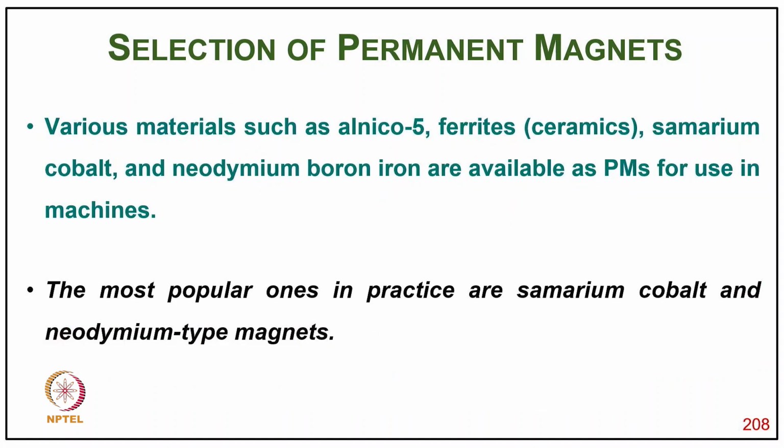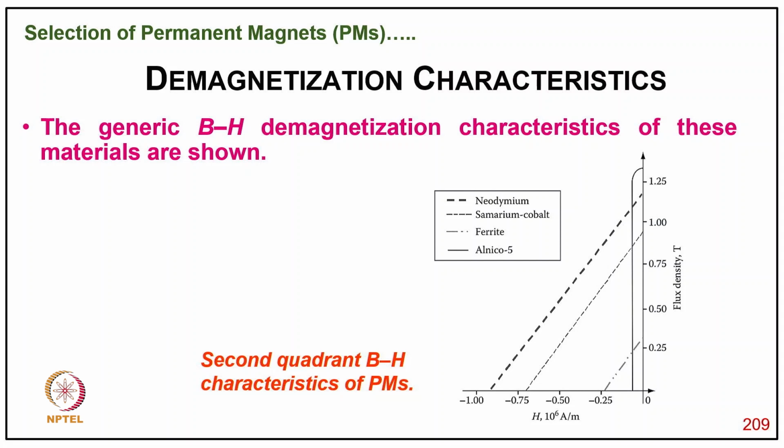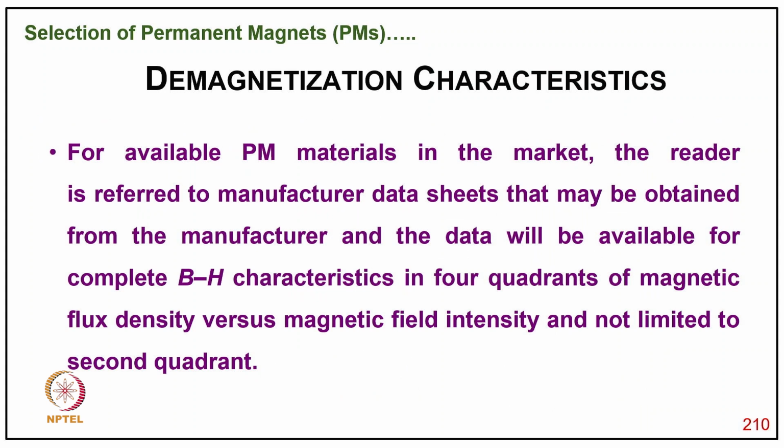So various materials such as alnico, ferrite, typically ceramic, samarium cobalt and neodymium iron boron are available as permanent magnets for use in machines, and the most popular ones in fact are the samarium cobalt and neodymium iron boron magnets, called rare earth magnets. The general BH characteristics for all these materials, neodymium iron boron, samarium cobalt, ferrite and alnico, are shown here, and you can see that neodymium iron boron has an energy density typically around 10 times that of ferrite magnets.